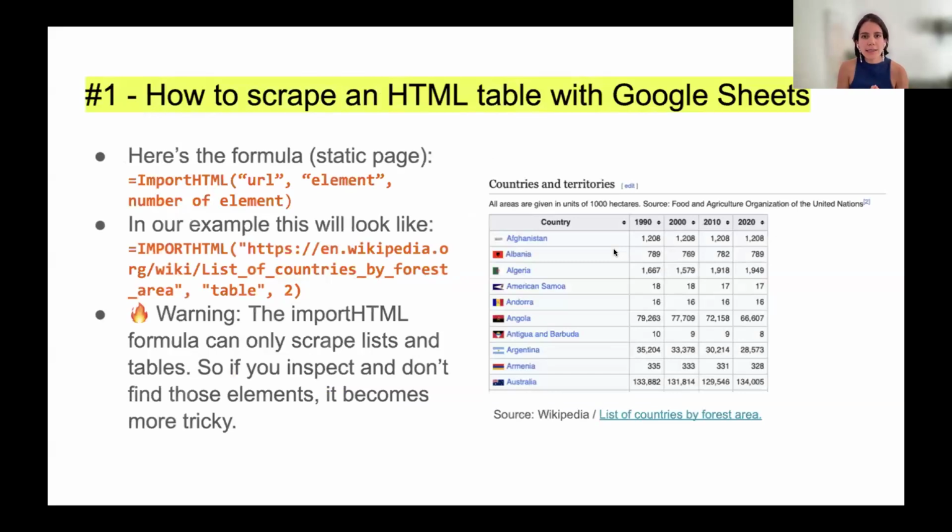So let's start with our formula. For the import HTML formula, it's important to tell you that it only works with two elements. It will only work if it's either a table or a list. And it only works on static pages, not dynamic ones. Keng will, in his presentation, explain further the difference between those. I just want you to be aware that it is amazing and gives us so much good data and information, but it's a bit limited as well.